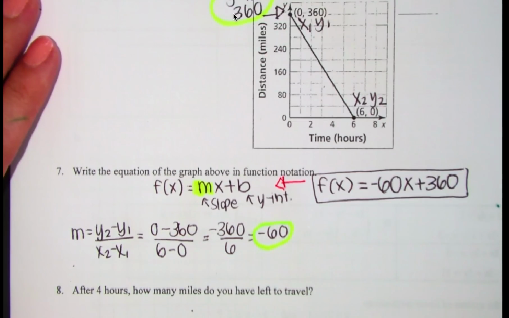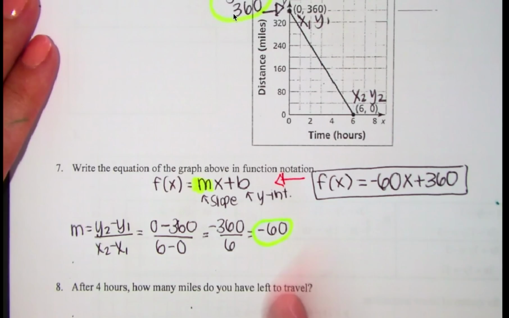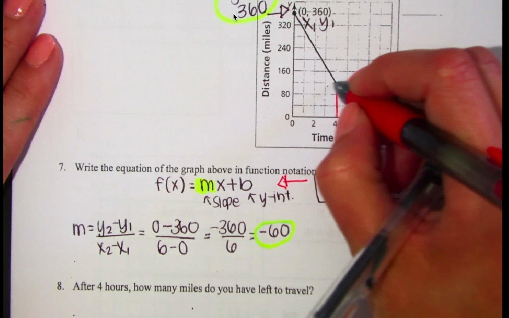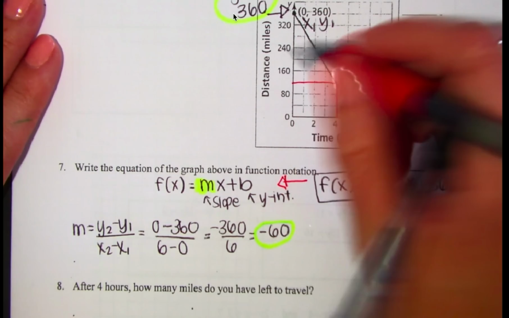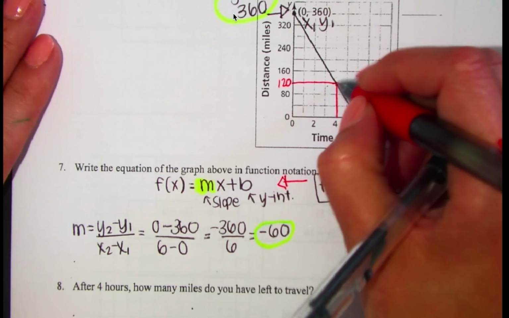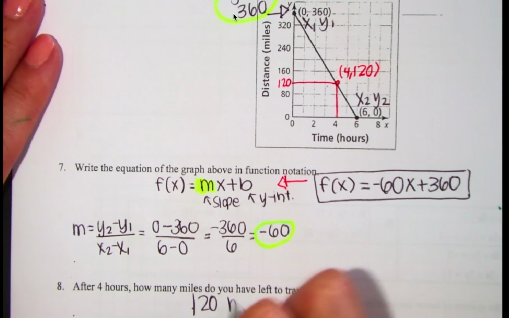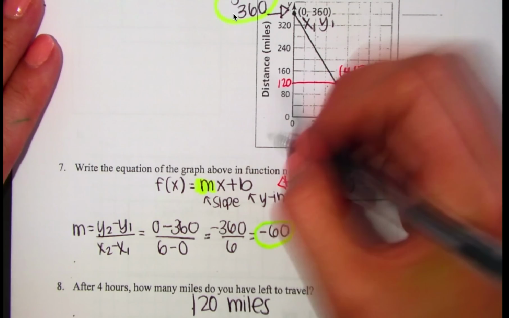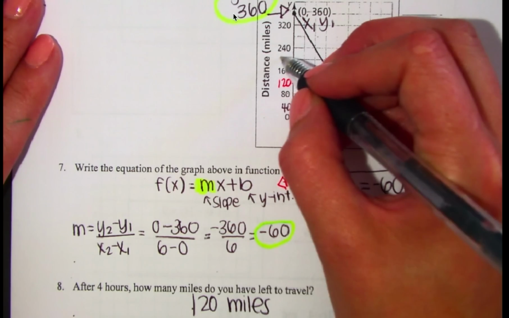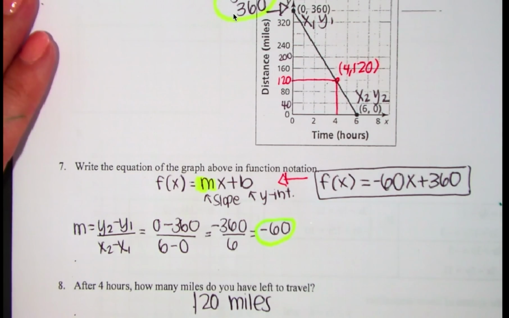Number 8 is asking, after 4 hours, how many miles do you have left to travel? So if I'm at 4 hours, which is here, I have still 120 miles left. So right here, I meet at 4, 120. So my answer is 120 miles. So we need to be careful and make sure we understand each of these is counting by 40, 80, 120, 160, and so on, based on the labels.